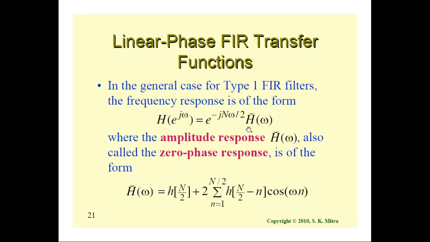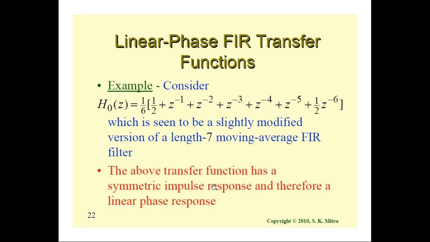In general, we can write the frequency response of a type 1 FIR filter using this form, where the phase function is always N omega by 2 multiplied by an amplitude response, which is also known as a zero phase response. The general form of the amplitude response is shown by this equation, where you can substitute any value for capital N, which must be even in this case, and you can compute the related amplitude response for a filter of any order, which is a type 1 FIR filter.